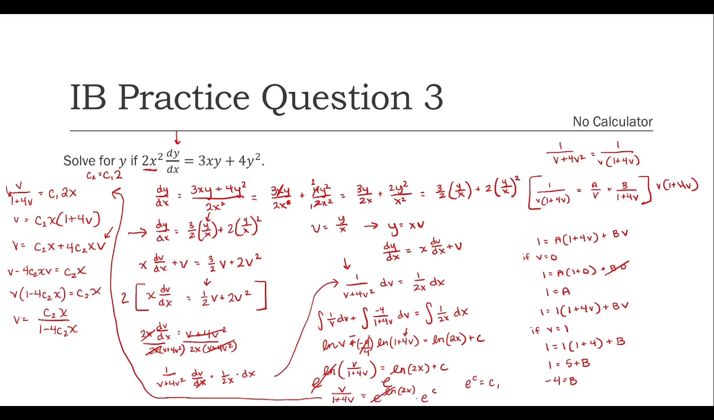And then we know v equals y over x. So we have y over x equals C2x over (1 minus 4 times C2x). Then to solve for y, we'll multiply both sides by x. So we get y equals C2x² over 1 minus, and then we can say 4C2 is another constant, C3, so C3x. So this here would be our solution for y.